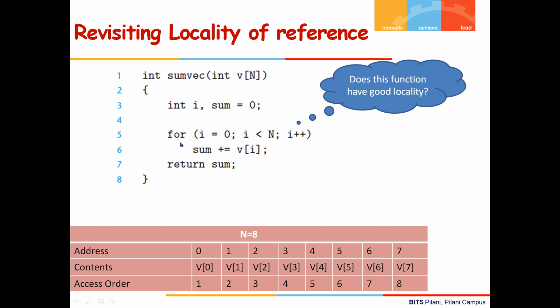Now let us have a look. Whenever this loop is operating, you will find that sum is being accessed all the time. Therefore, sum is only one location, so the spatial locality of sum is good. Then the array v[i] is referring to different locations at different looping times, so it doesn't have a good temporal locality because it's not being regularly referred.